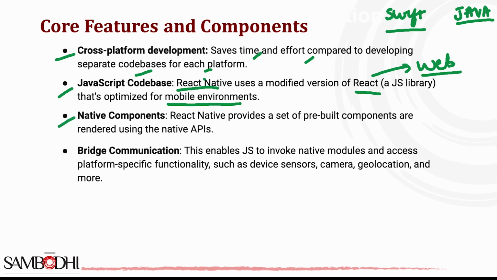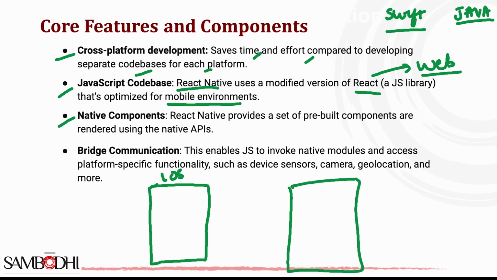The third feature is native components. What does this native components mean? React Native provides a full set of pre-built components that are rendered using the native APIs. So for example, if we are developing for iOS, and the other case where we are developing for Android, there are some core components available to us from React Native.